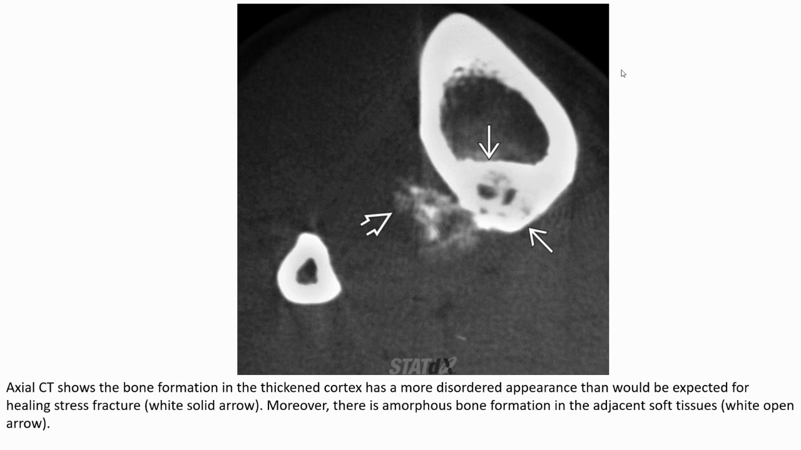Axial CT shows bone formation in the second cortex has a more disordered appearance than would be expected for a healing stress fracture, moreover there is amorphous bone formation in the adjacent soft tissue.